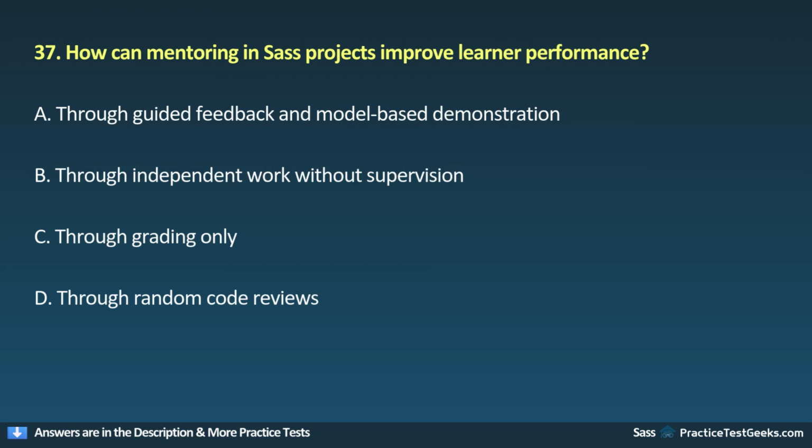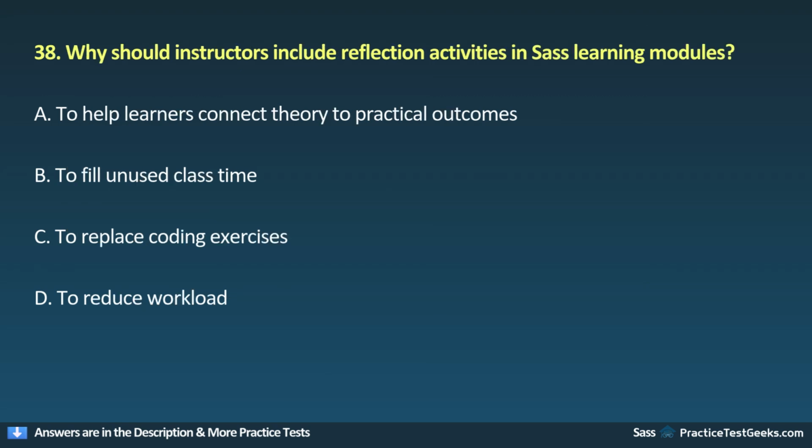37. How can mentoring in SASS projects improve learner performance? A. Through guided feedback and model-based demonstration. B. Through independent work without supervision. C. Through grading only. D. Through random code reviews.